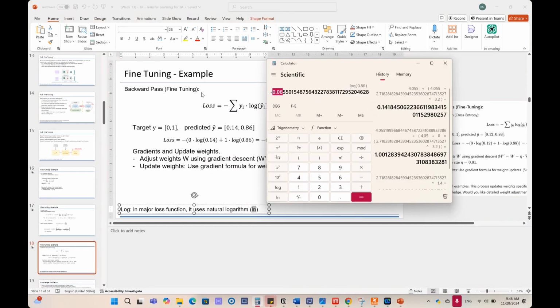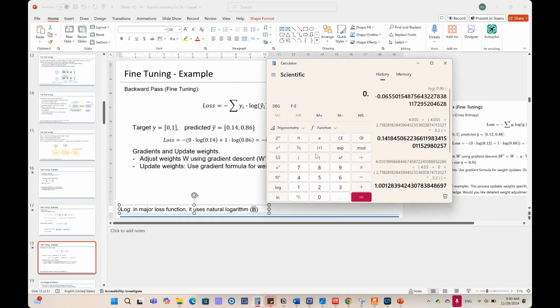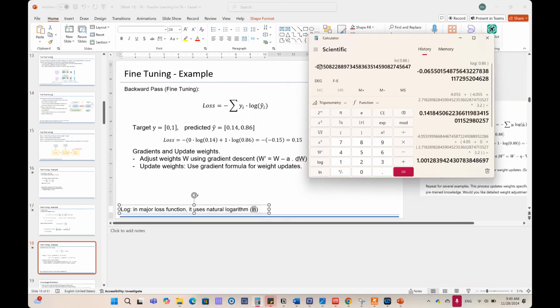So this is log base 10. Okay. Log base 10. And usually in the major loss function, it uses the natural logarithm. Natural logarithm means you can use the ln function. Okay, the ln function. You can see this one, 0.86, and then you want to calculate the ln function. So you can get the value minus 0.15. So this is the ln function or the natural logarithm.